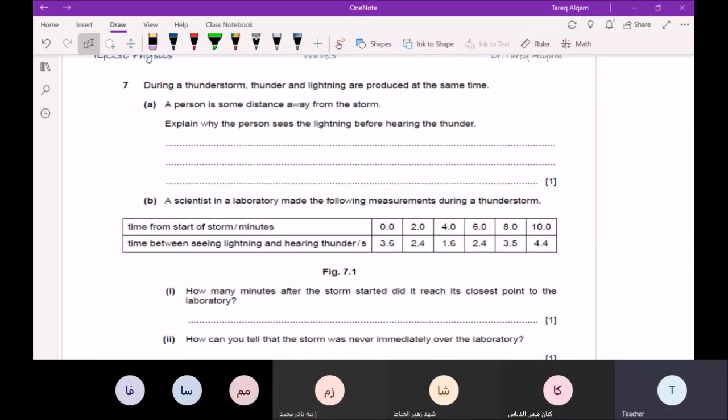This is another question, similar to the previous idea. During a thunderstorm, thunder and lightning are produced at the same time. A person is some distance away from the storm. Explain why the person sees the lightning before hearing the thunder.